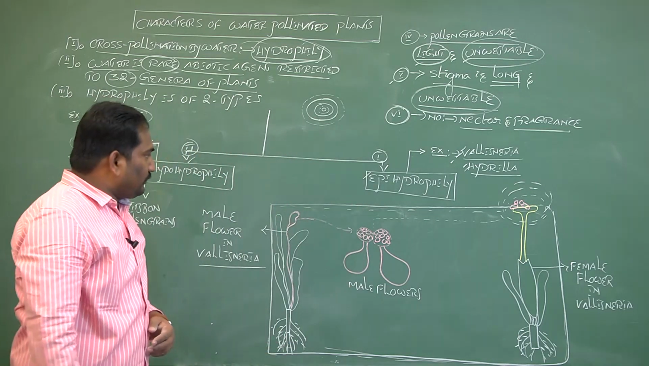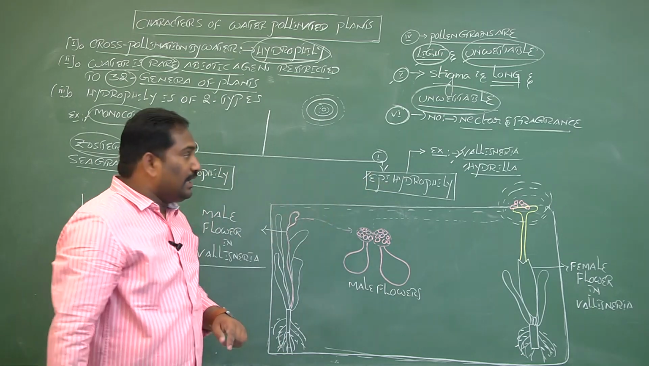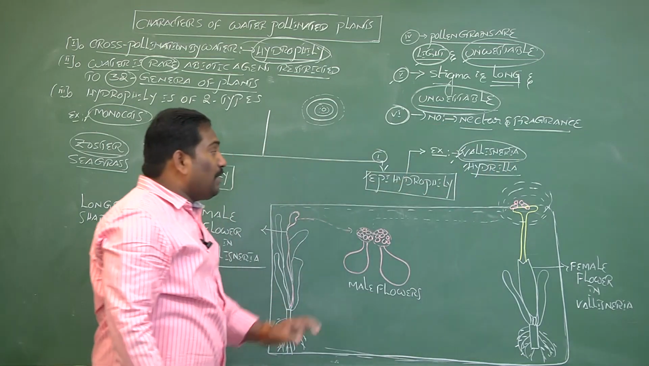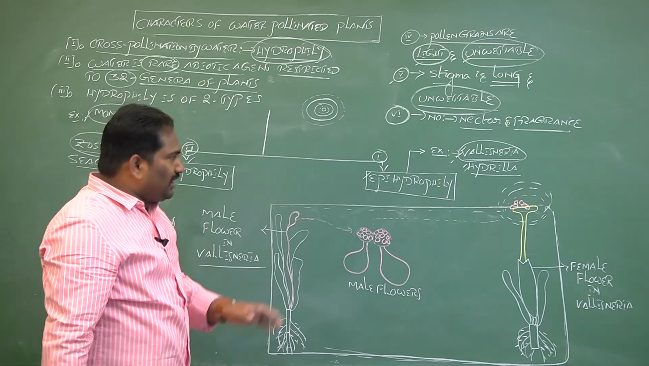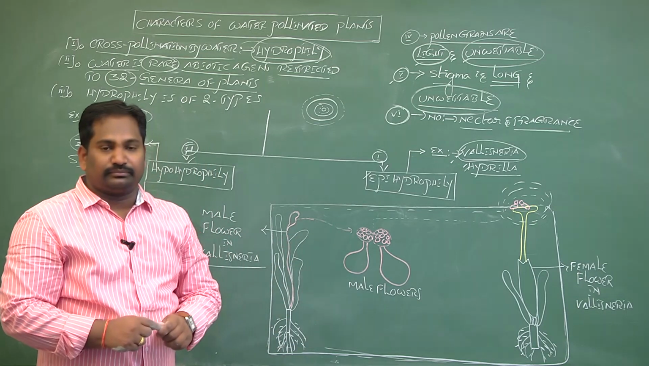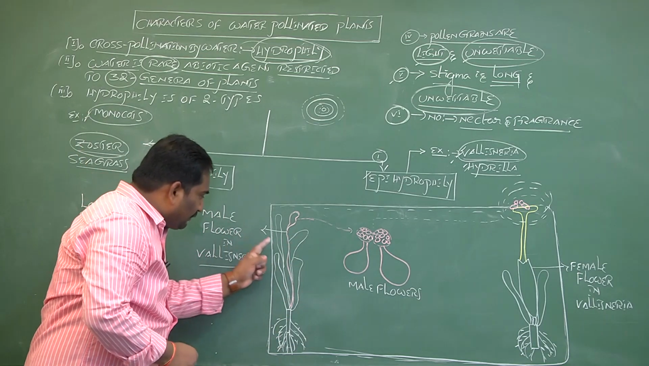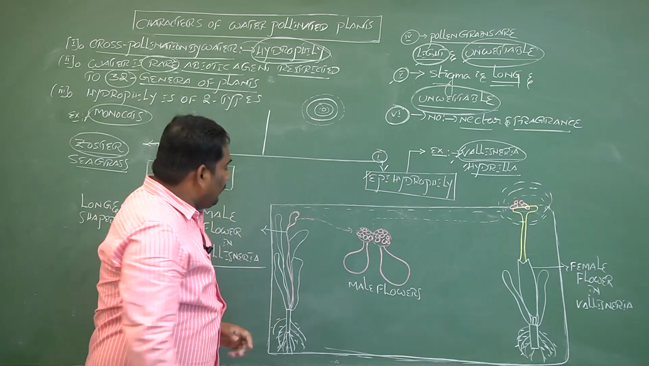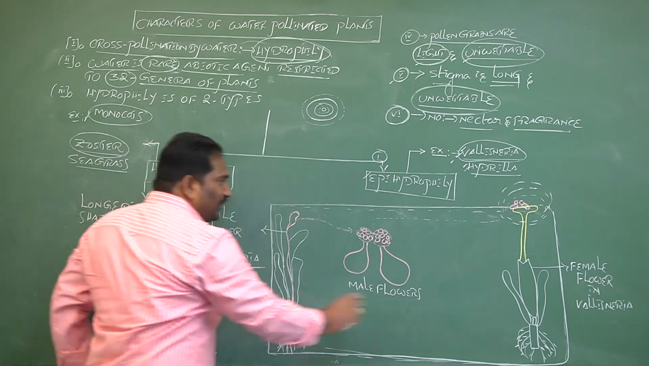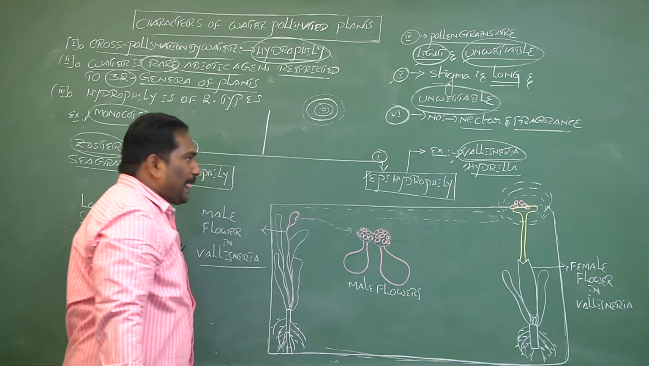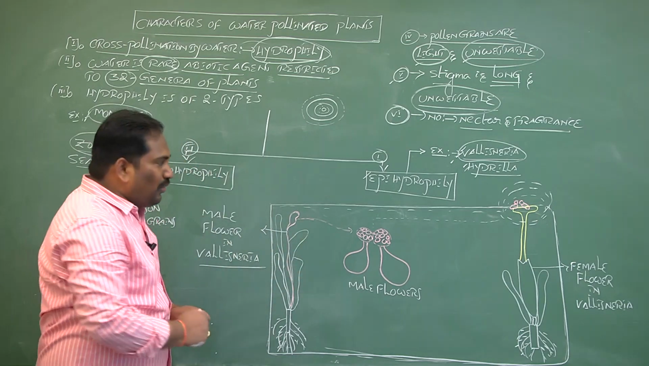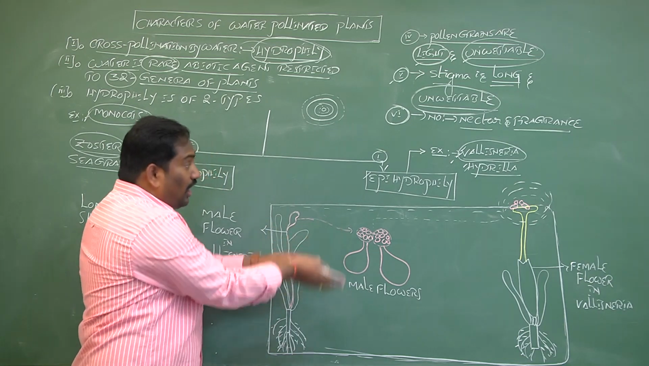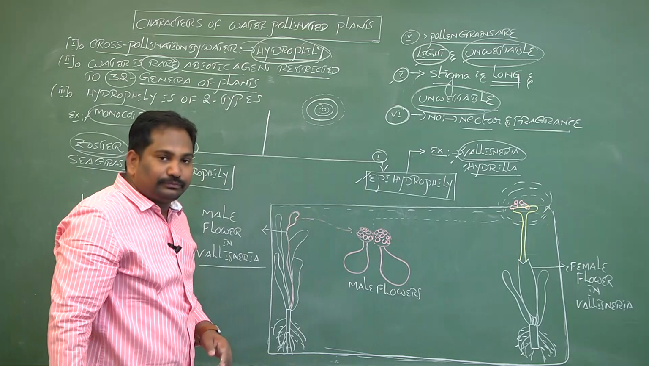For example, in epihydrophily, in Vallisneria, how does cross pollination take place by water? Generally, Vallisneria is dioecious. The male sex organ is present in the male Vallisneria plant, and the female sex organ is present in the female Vallisneria plant. The male flowers are present in male Vallisneria, the female flowers in female Vallisneria. Vallisneria is a dioecious plant. How does cross pollination take place in Vallisneria by water outside the water, or epihydrophily?